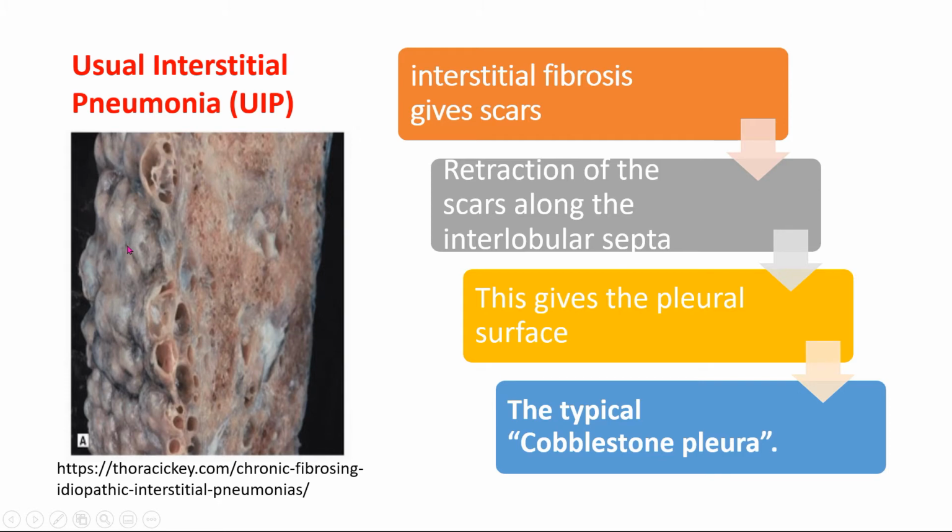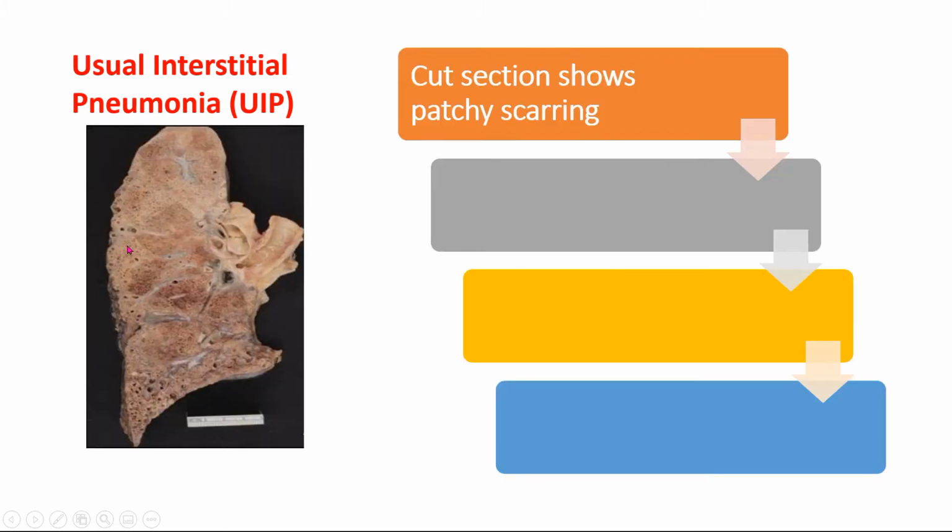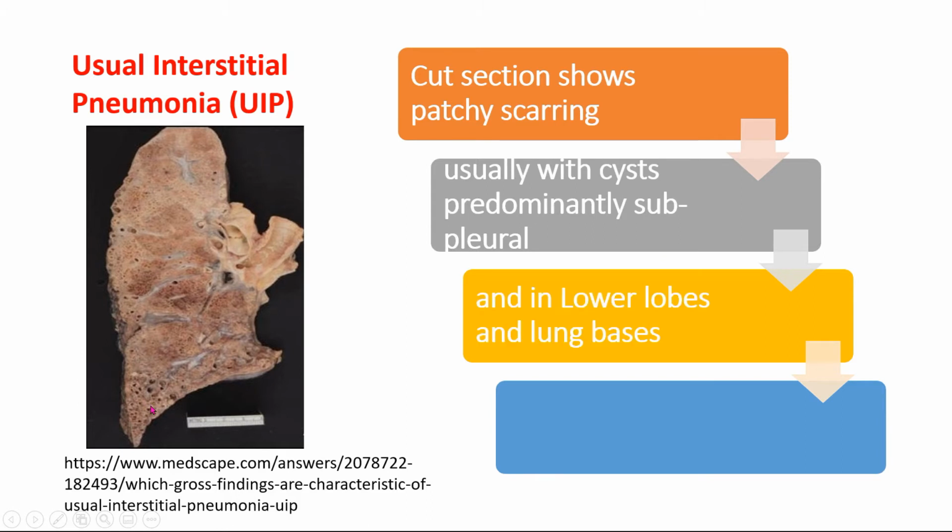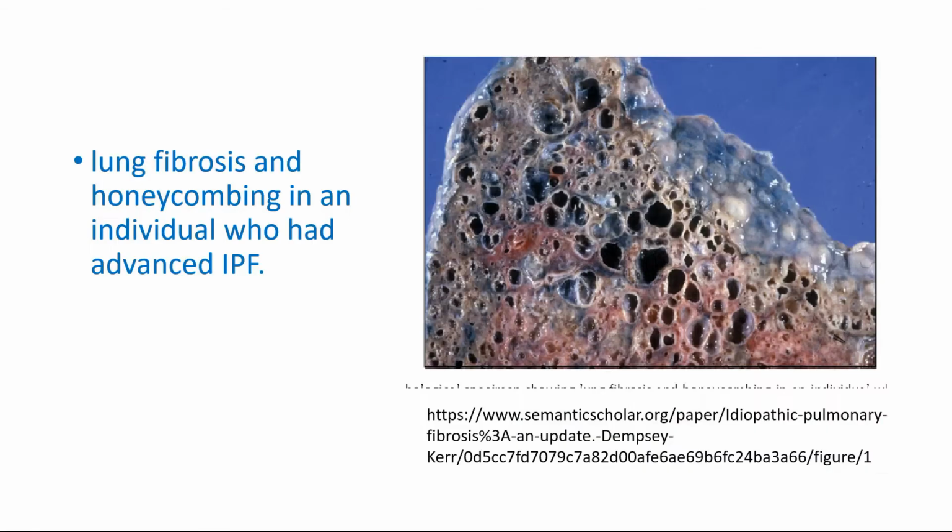This is very characteristic. And if you go to the cut surface, you will see patchy fibrosis, and you can see here subpleural cysts. Can you see these subpleural cysts? This is called honeycomb appearance. The alveoli are broken and they form these cysts. This is the characteristic honeycomb pattern. It is subpleural and basal. Very beautiful and very characteristic, this honeycomb pattern.